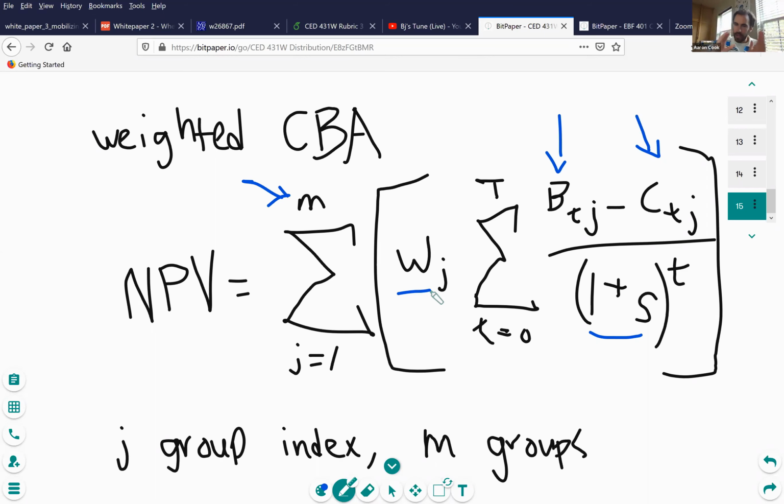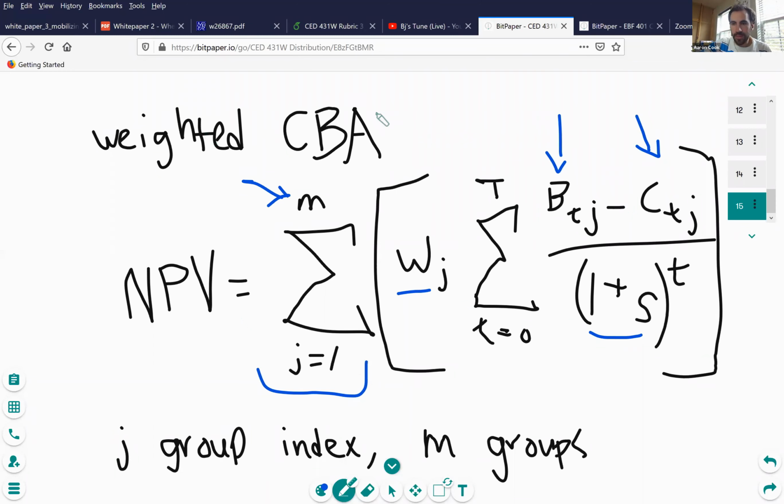And then you do that for each group. So you do that for group 1, group 2, group 3. You do that for all M groups, and then you add those together according to this outer summation, which represents the summation over each group, and that's the general form of this weighted cost benefit analysis.